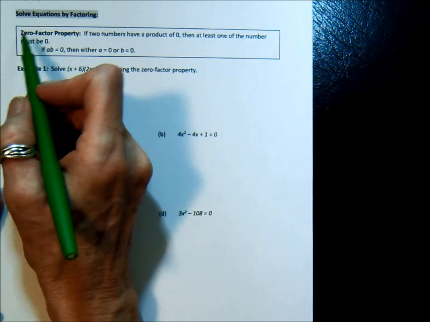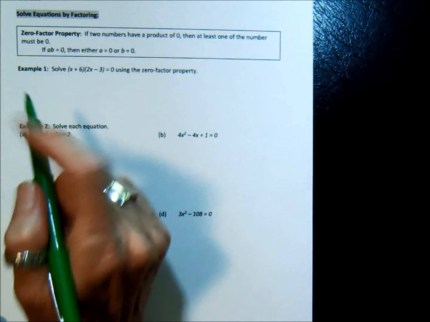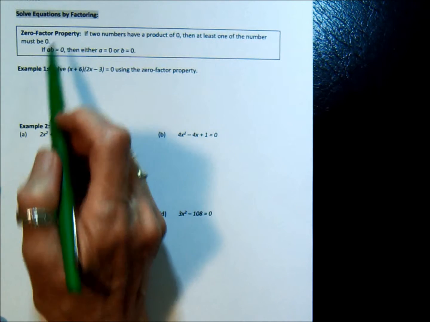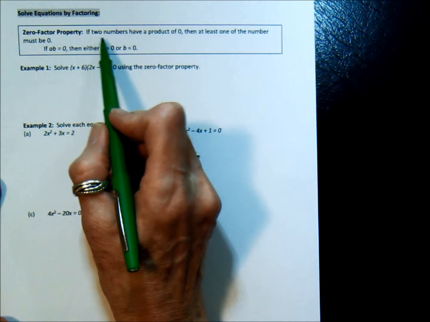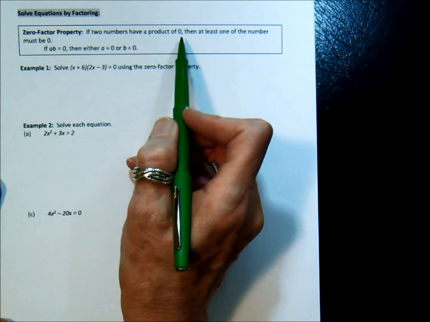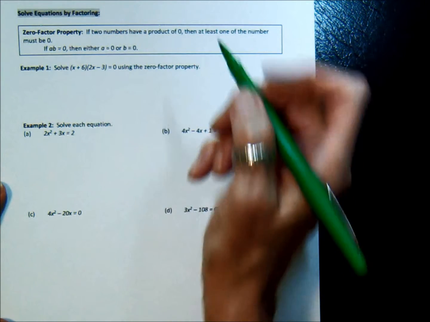The topic of this video is solving equations by factoring. We're going to be using what's called the zero factor property. So look at the top of your notes and you'll see a box that has the definition. It says if two numbers have a product of zero, then at least one of the numbers must be zero.